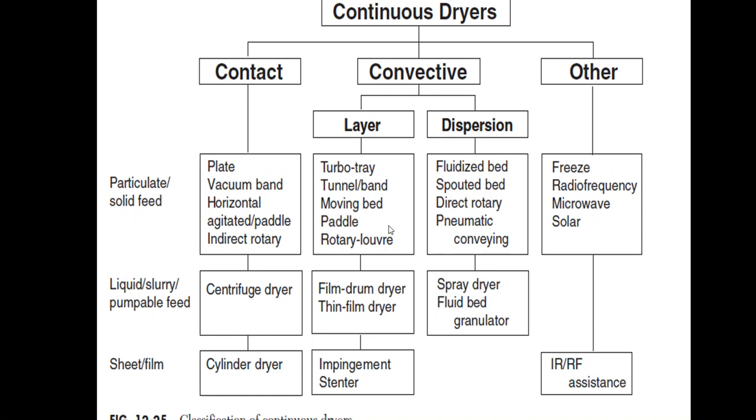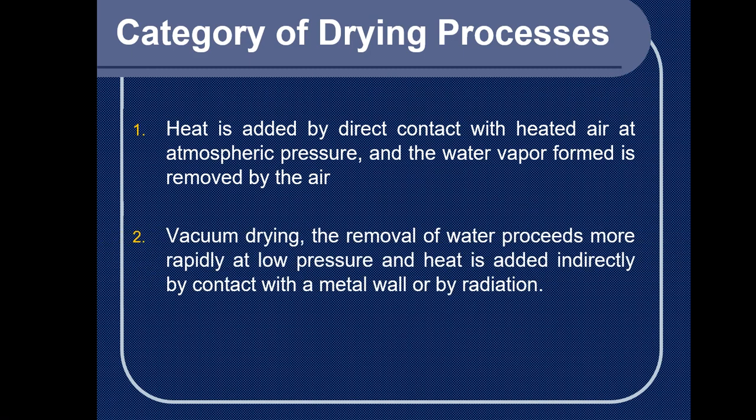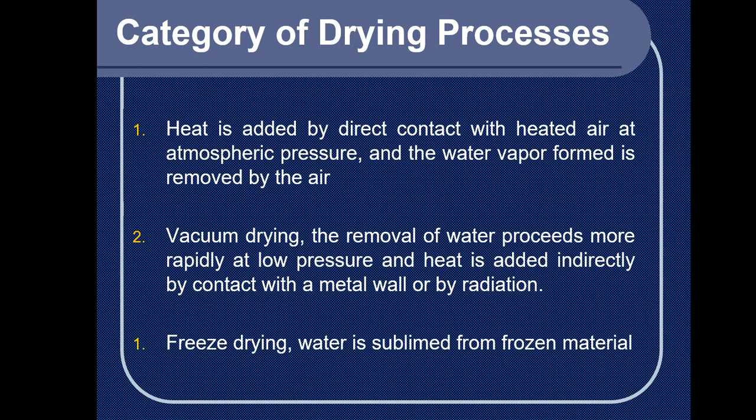So please look at this. You may come across this in the form of a concept type question later on. Now, as for the category of the drying processes, we classify them as, this should be number 3. Heat is added by direct contact with heated air, or it could be vacuum drying.